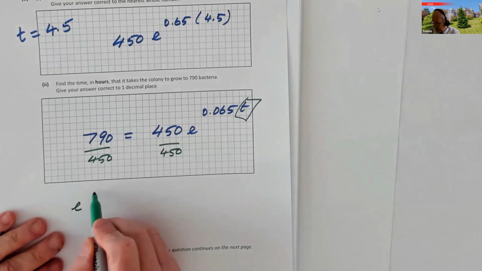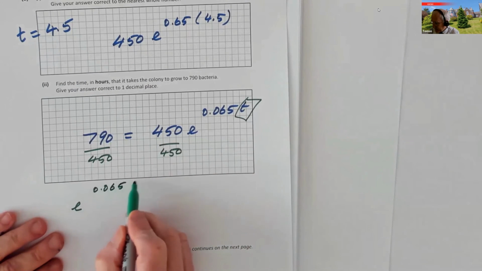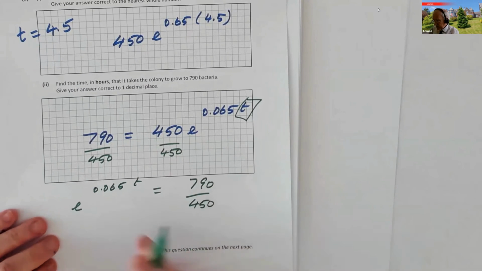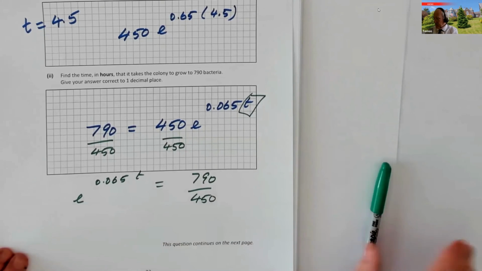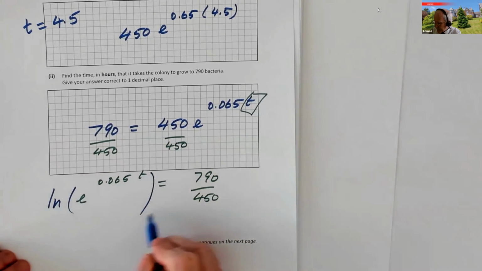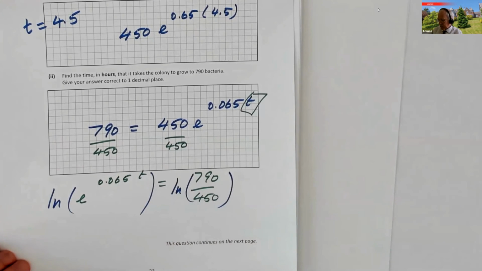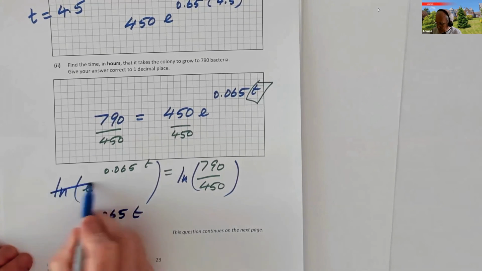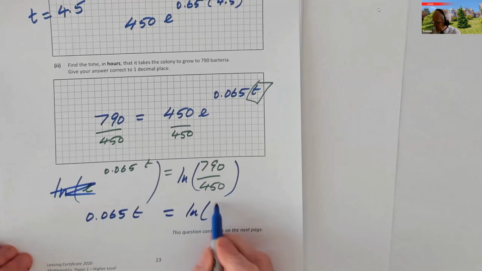So e to the 0.065 t is equal to 790 over 450. I really don't like e there. How do I get rid of e? I take the log of it and the log of it. This gives me 0.065 t equals log of this.